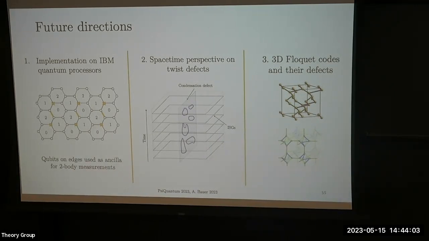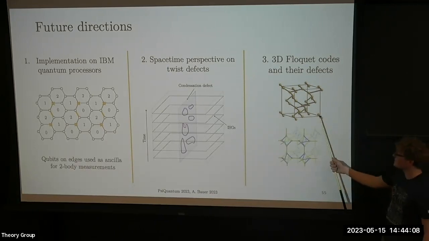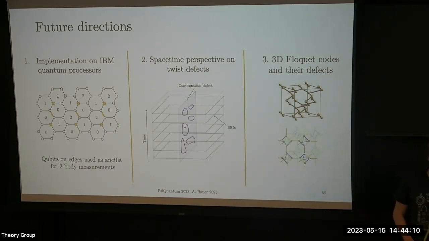Last thing I'd like to comment on are some preliminary works in which we've constructed Floquet codes in three dimensions. These have twist defects similar to the ones that I've described, but they also have the potential for other types of twist defects that allow us to do a broader class of operations beyond Clifford operations.